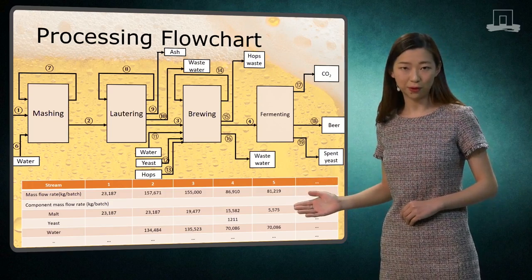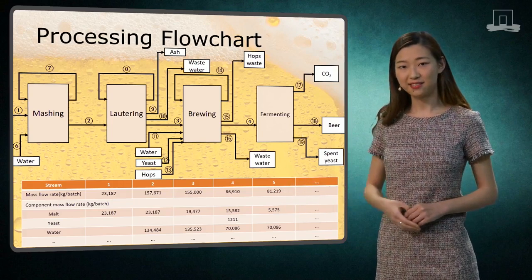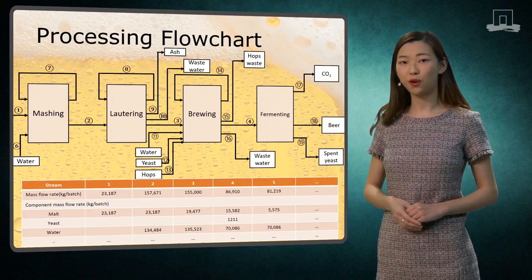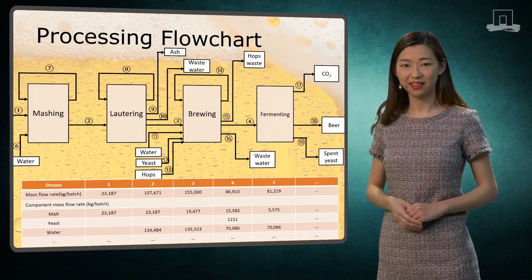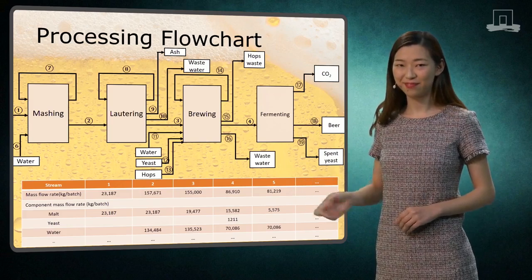Pay attention to this table. The mass flow rate unit is kilogram per batch, since the steps happen batch-wise. Don't forget it when doing your own design. Does it still feel as confusing as the first time you saw it? Hopefully not.